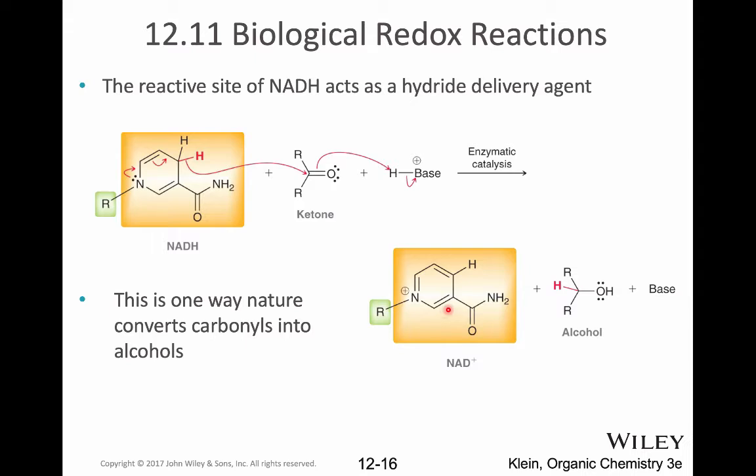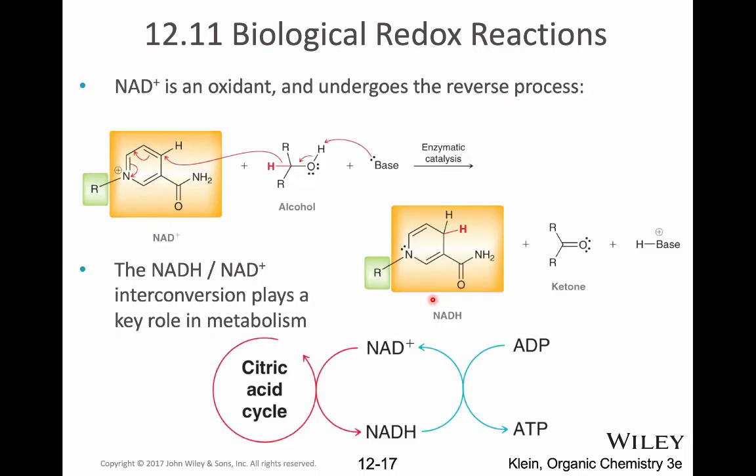Now notice that in this molecule here, this is an aromatic molecule. This is not aromatic to aromatic, right? So this is helping this reduction take place. Now, the opposite can happen. So we can use NAD plus as an oxidant.